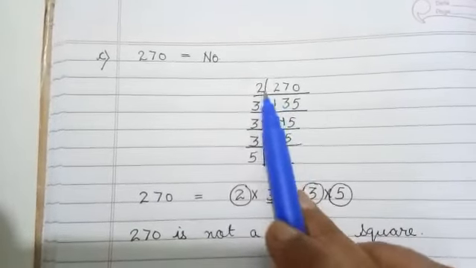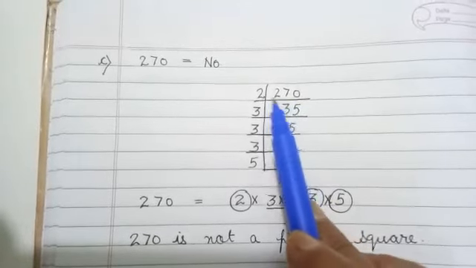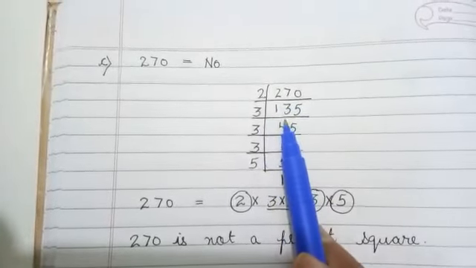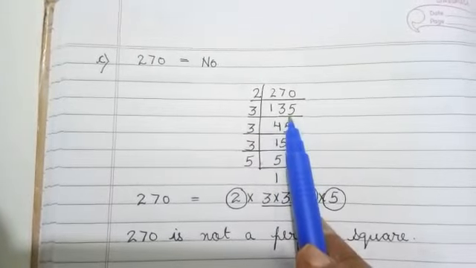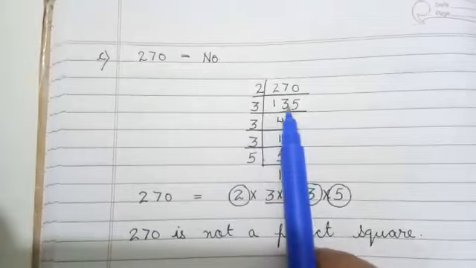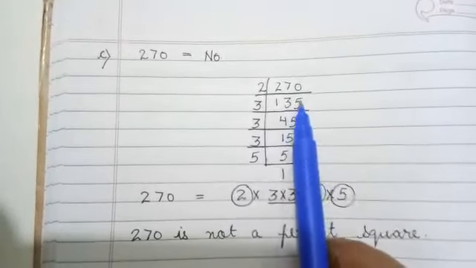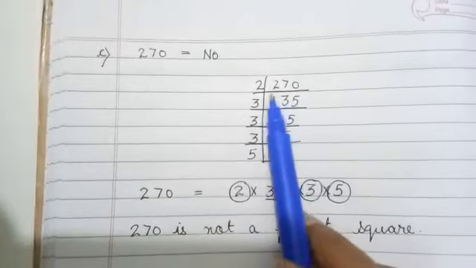Now it cannot be divided by 2 anymore because in the last there is an odd number. Now come to the 3 number. Now check if it is divisible by 3 or not. How we will check it for 3? Add the numbers. 1 plus 3, 1, 5 comes 9. And 9 can be divisible by 3. It means 135 is divisible by 3.